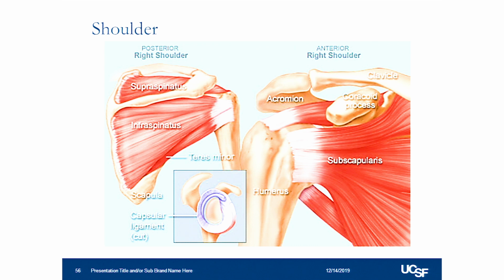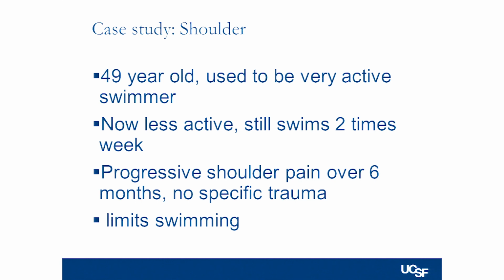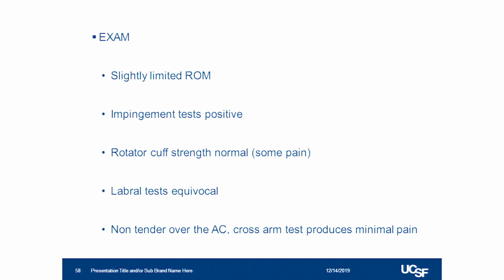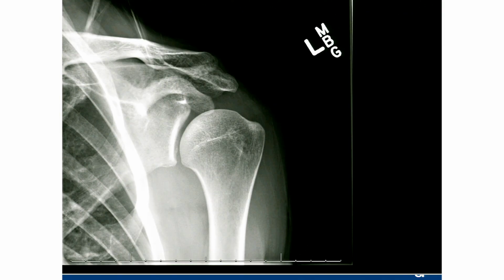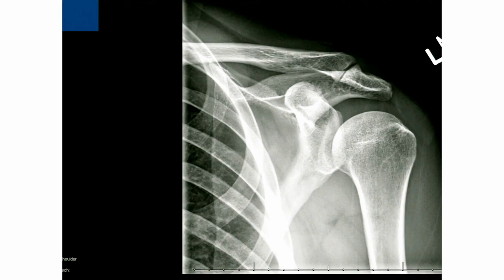All right, so let's switch to shoulder and look at a couple of things that we see very commonly. 49-year-old, this is a patient who swam competitively in college, still likes to swim, but has had progressive shoulder pain for 6 months, no specific trauma, but it does limit his swimming. His examination shows a little bit of limitation in his range of motion. Impingement tests are positive. Rotator cuff strength is normal, does report some pain with testing. Labral tests are equivocal. He's non-tender over the AC joint, and there's a little bit of pain with the cross-arm test. X-rays, joint space, not bad at all.